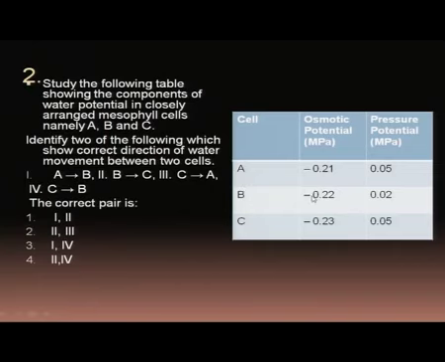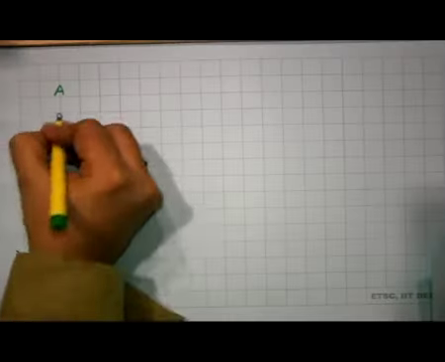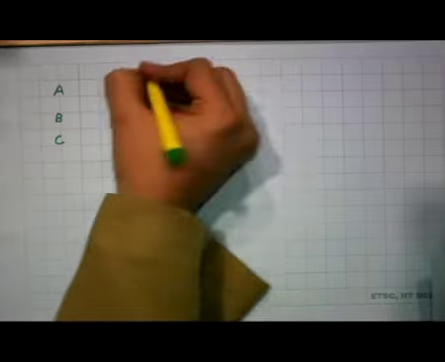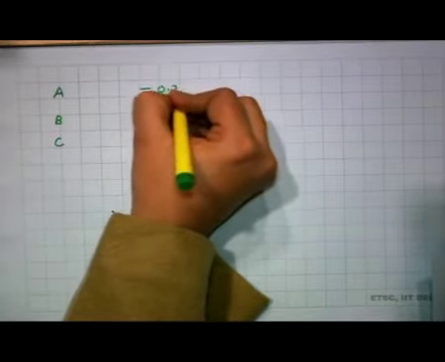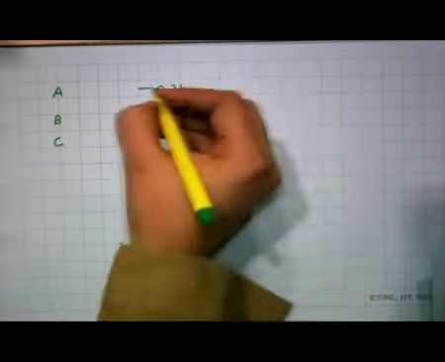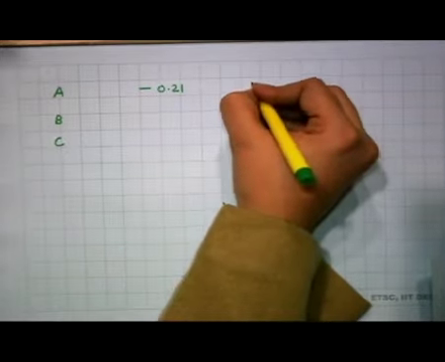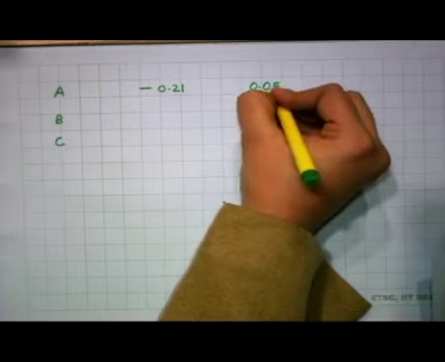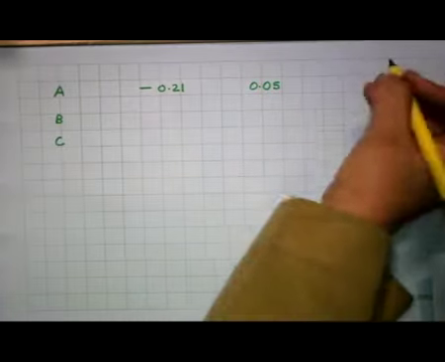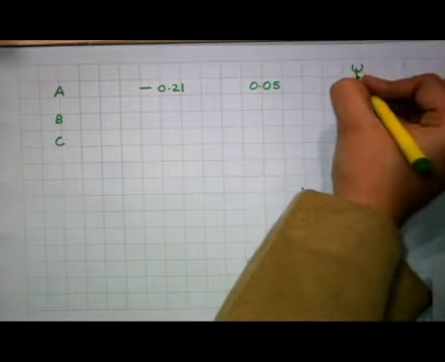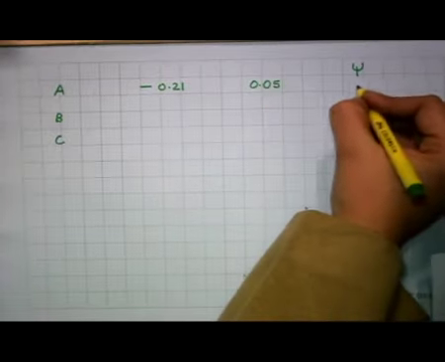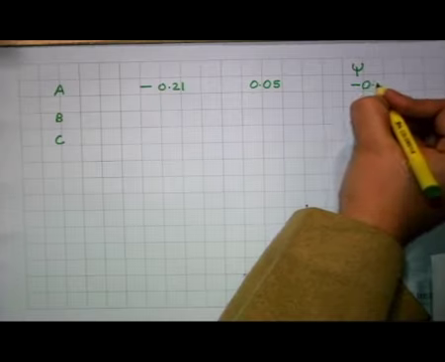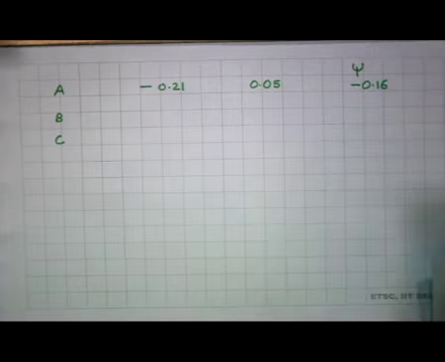So, how will you solve these? What you will do? A, B and C. Osmotic potential is minus 0.21. Pressure potential is 0.05. That means total water potential is the sum of the two. So, you need to add it and the answer is minus 0.16.